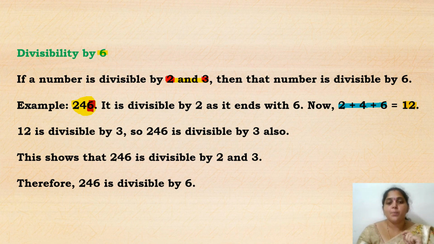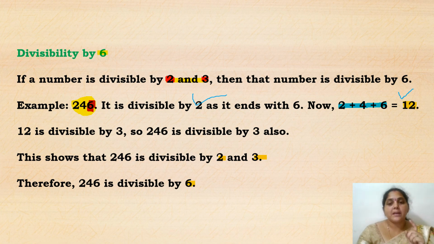Now, in both the tables, the given number is divisible. It is divisible by 2 and it is also divisible by 3. So the given number is divisible by both the tables. That's why the number is divisible by 6.